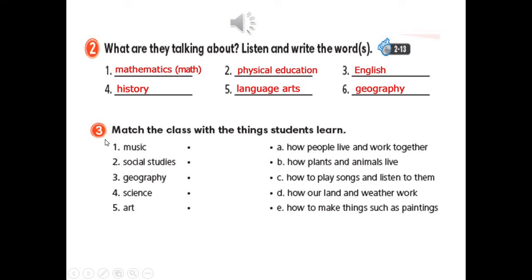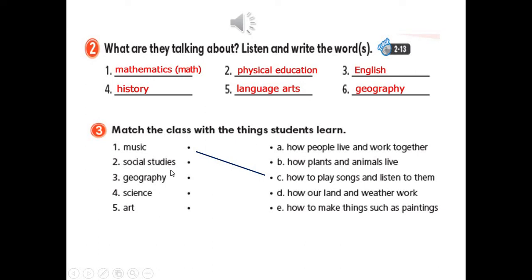Okay, now let's move on to exercise number 3. Here, we need to match the class with the things students learn. These are the classes and these are the things that students must learn from that class or subject. Okay? So, number 1, music. Which do you think a student needs to learn in the subject or class music? If your answer is letter C, how to play songs and listen to them, you are correct.